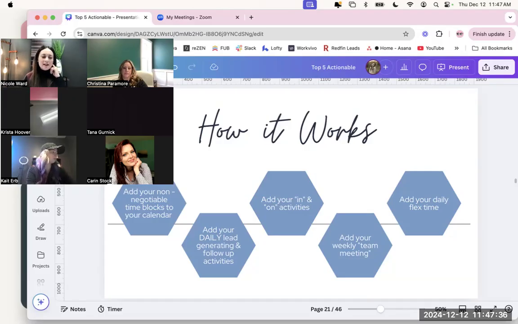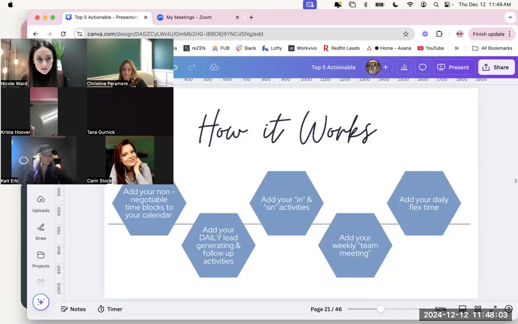Last but not least, flex time. This is my favorite part of the calendar. So maybe you have from 9 a.m. to 3 p.m. completely blocked off. You're working in your business, on your business, you're doing your calls, you have a showing. But from 3 to 5, you're going to block that time off in your calendar and call it flex time. That's going to be time that you can use to shift around if something comes up.